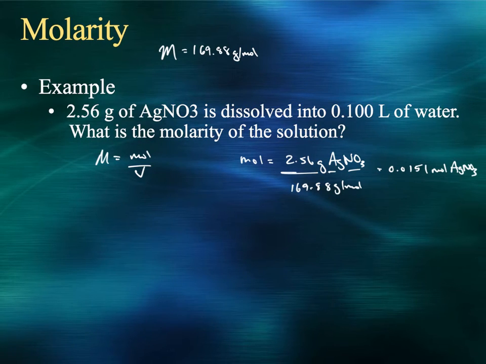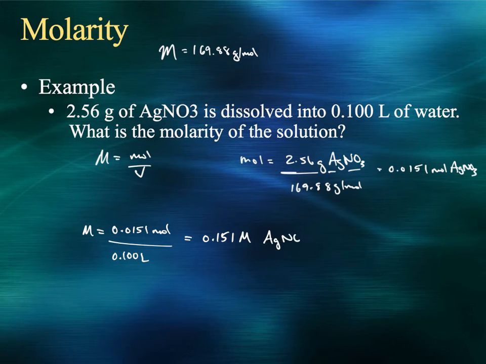Alright, and if I'm going to put it into 0.100 liters, my equation over here, the molarity is going to be 0.0151 moles divided by 0.100 liters. And we're just going to be moving decimal places here when we do this. We're going to end up with 0.151 molar AgNO3. Okay, that's how concentrated it is, 0.151 molar.